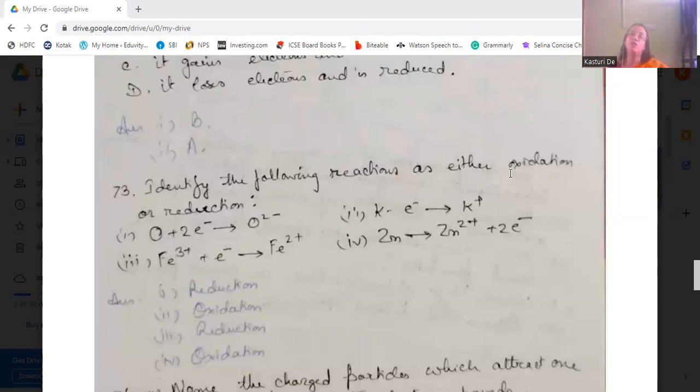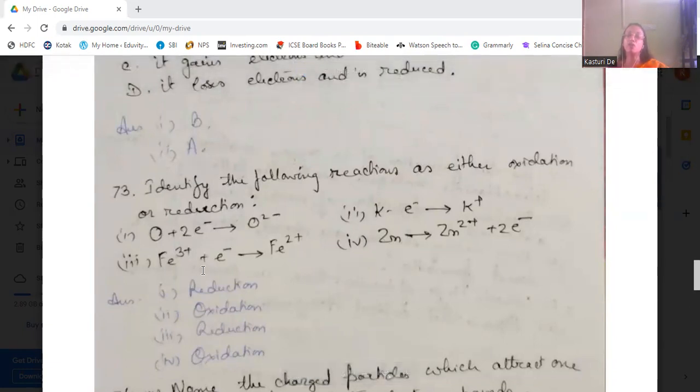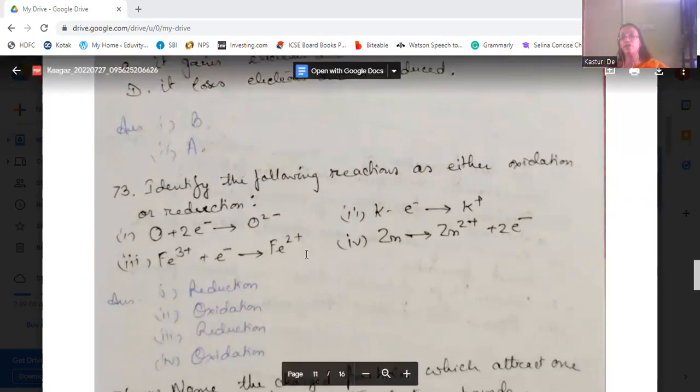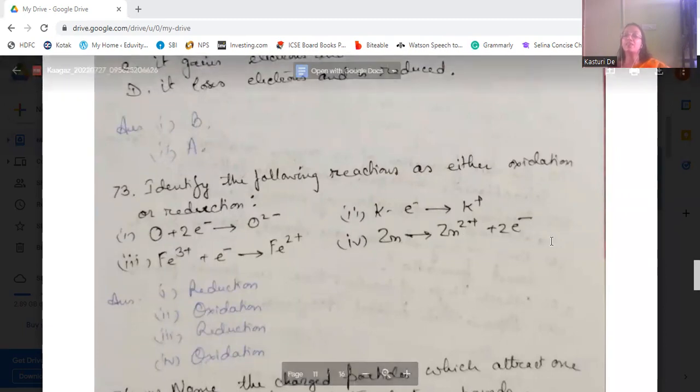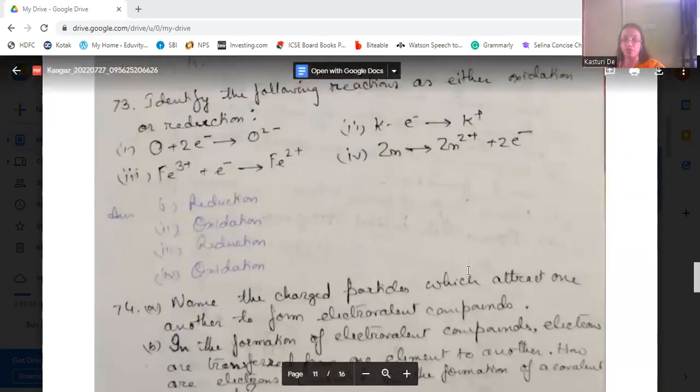Sorry, yes, it will gain one electron. As it is gaining one electron, there will be reduction. So iron 3 plus will gain one electron to form iron 2 plus. Then Zn gives Zn2 plus and 2e minus. That means Zn will lose 2 electrons to form Zn2 plus. So therefore, it is an oxidation process.